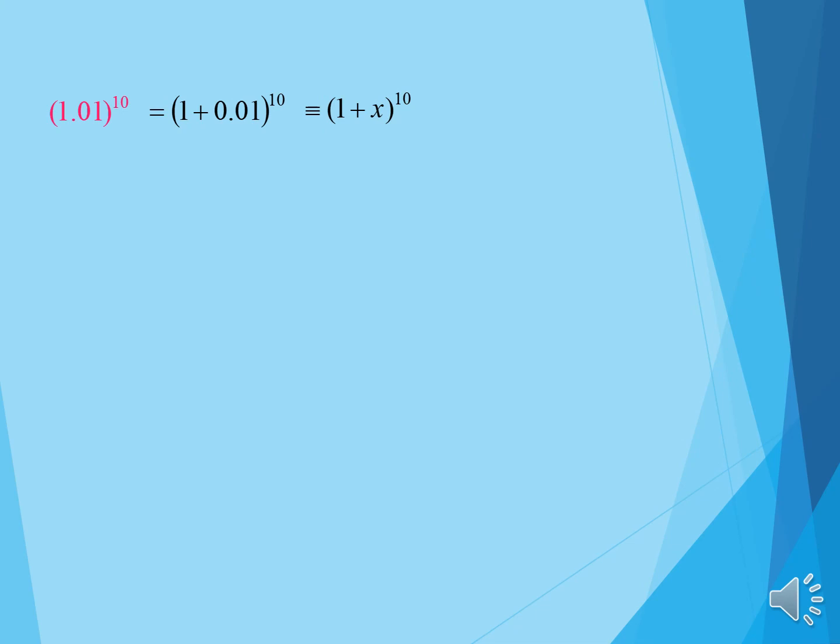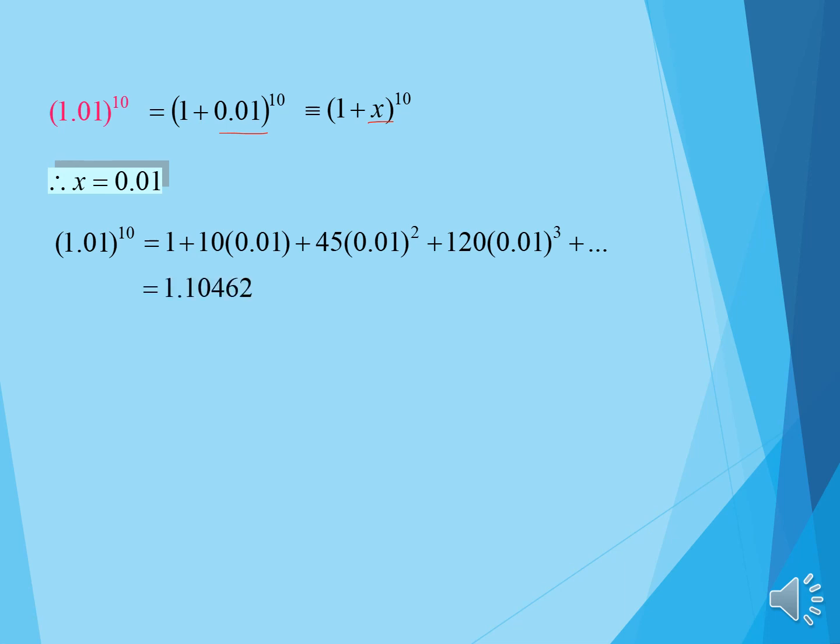1.01^10 equals (1 + 0.01)^10. By comparing with (1 + x)^10, x equals 0.01. Substitute x equals 0.01 into the expansion. Simplify, and the answer is 1.10462, which equals 1.10 correct to 3 significant figures.